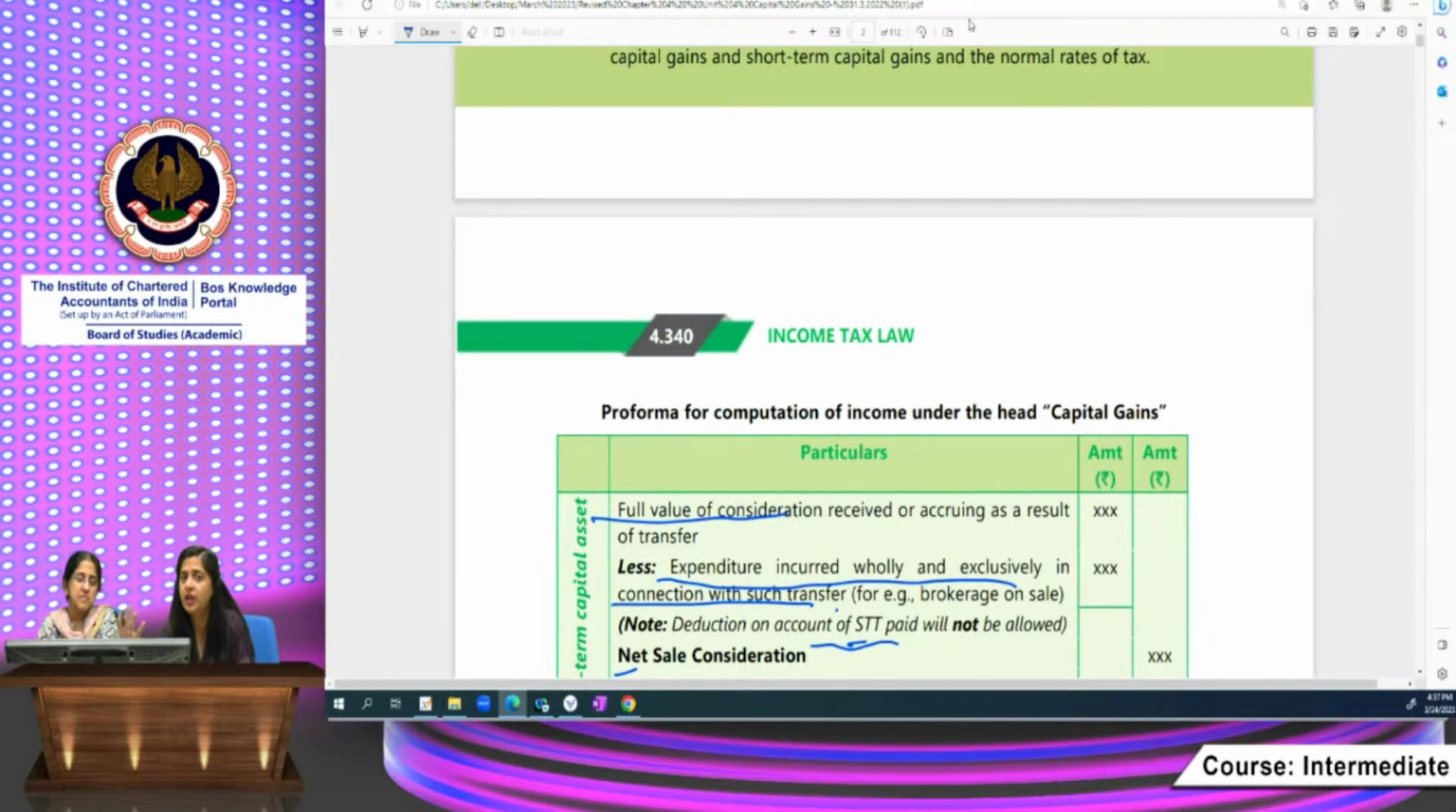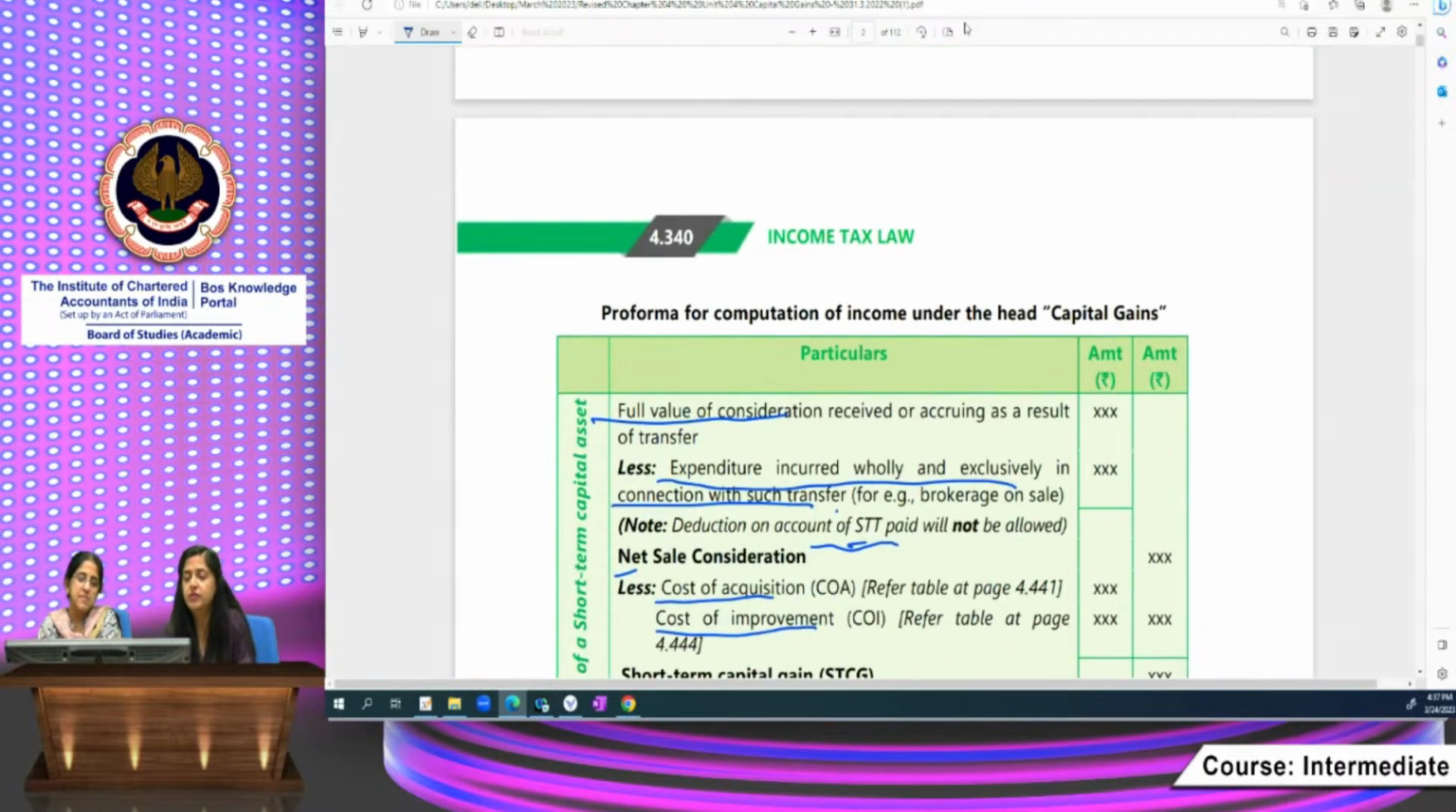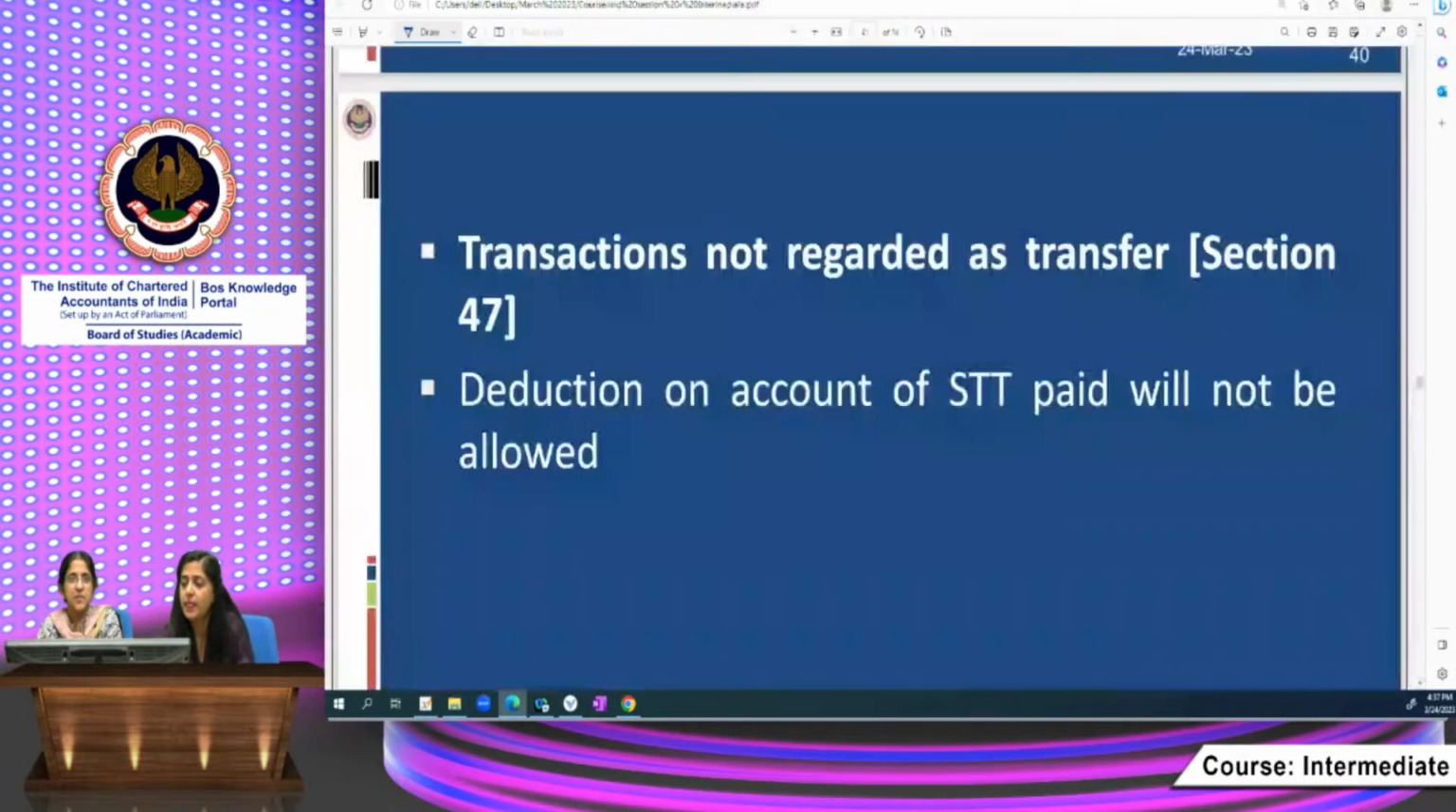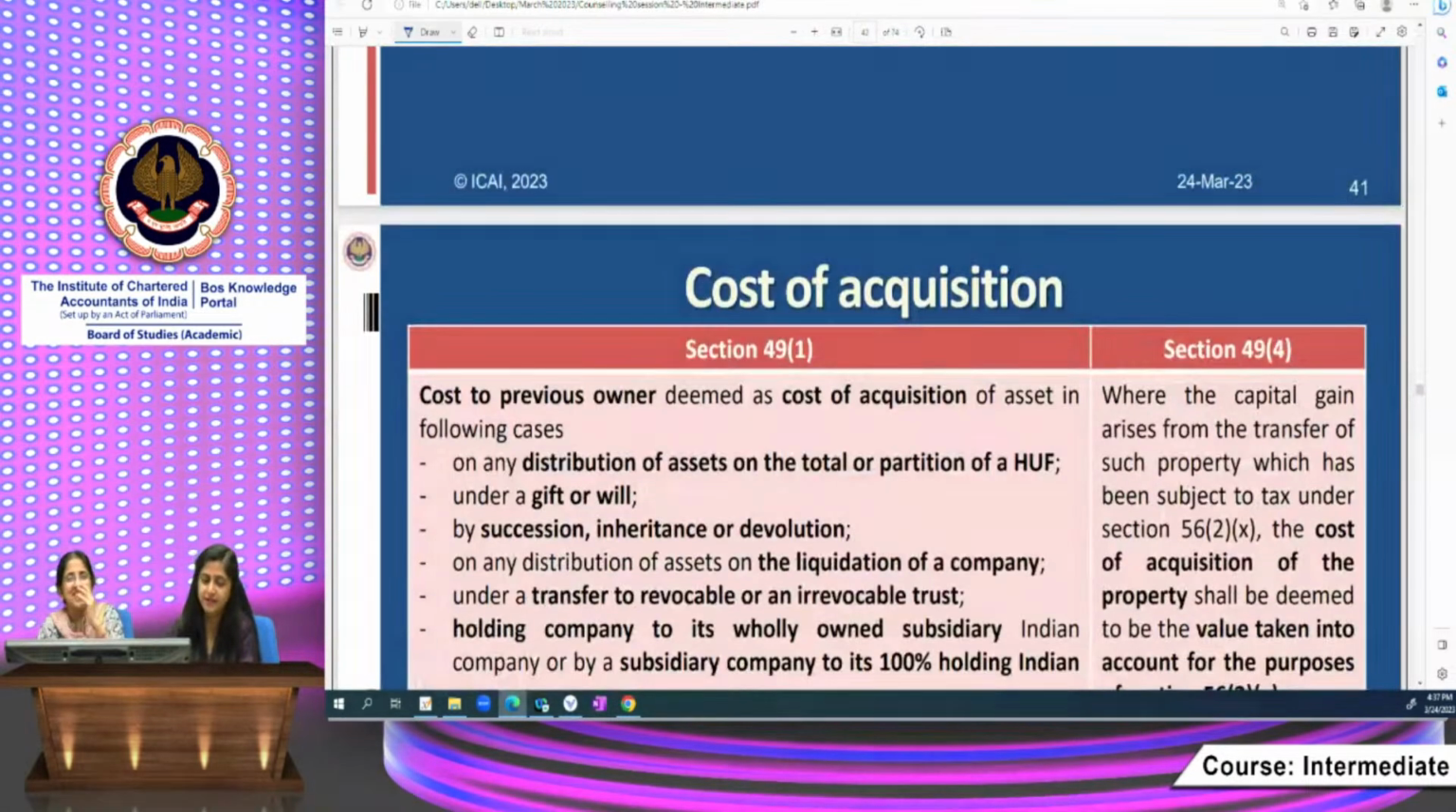But if you have held any shares or securities as your capital asset, then the STT which you have paid would not be allowed as deduction. In the question that they give you, you should not deduct it. Simple. Now, cost of acquisition.